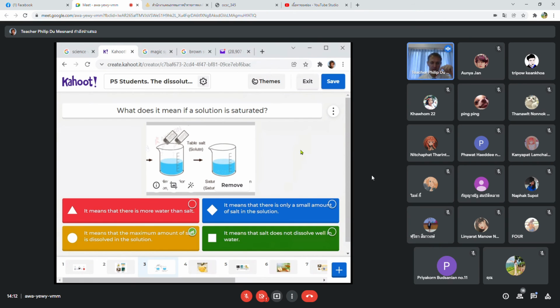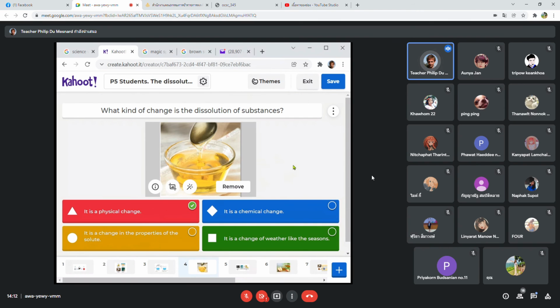And what does that mean? Yellow. So if something is saturated, yeah, please say. If something is saturated, it means you cannot add more salt. Because like the water is full, so you can't add more salt to the water. Even if you try, you cannot add more. Maybe except if you make it hot.